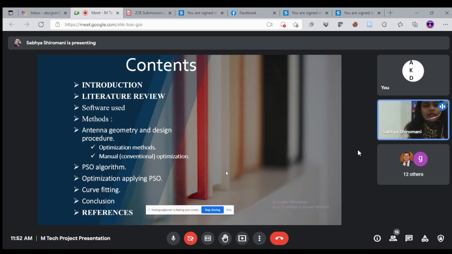The contents relevant to the topic in my presentation include the introduction, the literature review, followed by the software used and the methods, followed by antenna geometry and design features, which include the optimization methods as well as the manual optimization methods, where I will define the PSO algorithm as well as the optimization applying PSO, followed by curve fitting, conclusion, and the references.